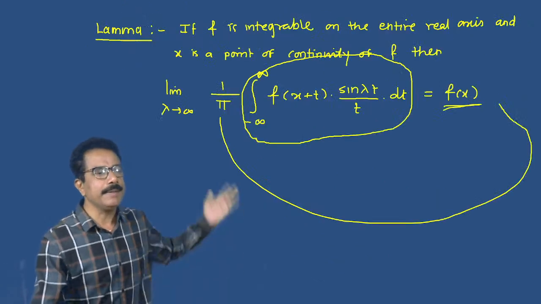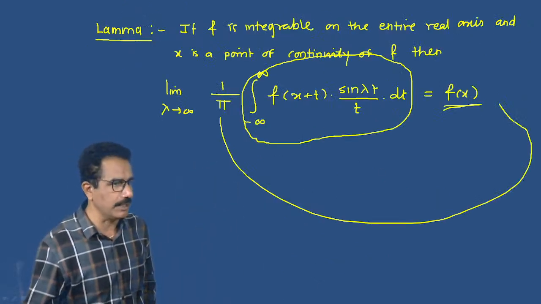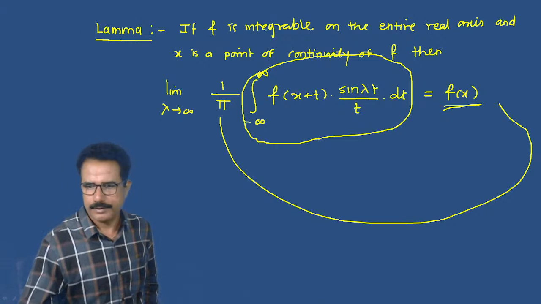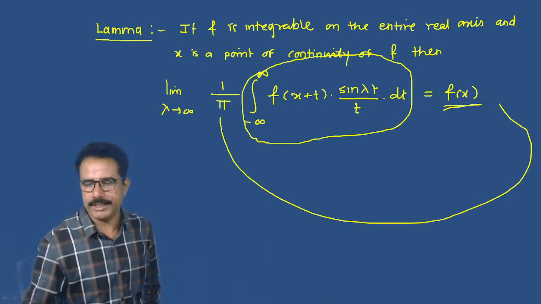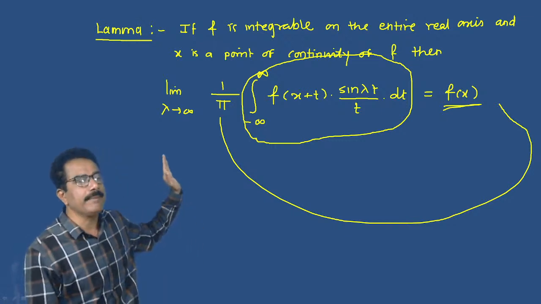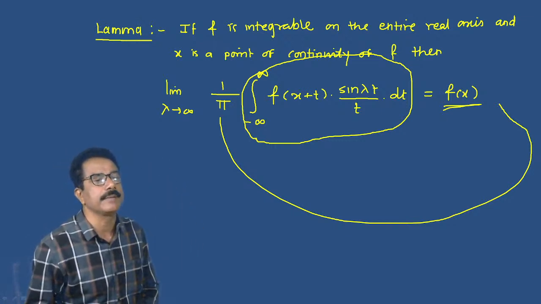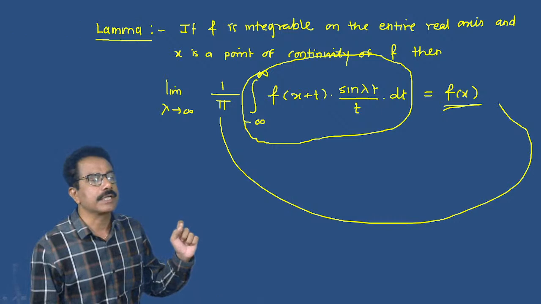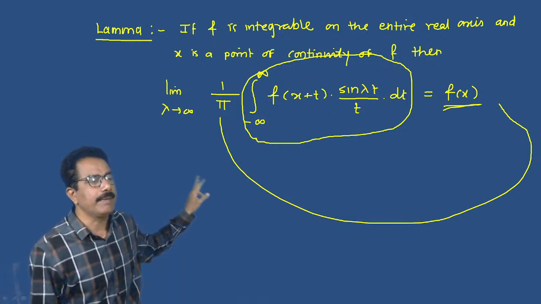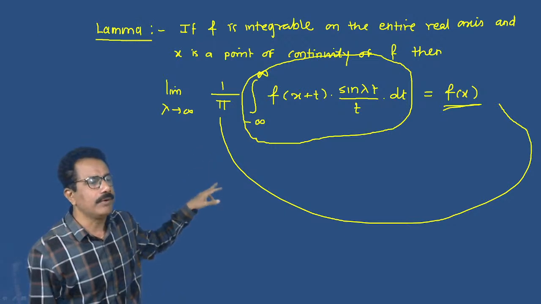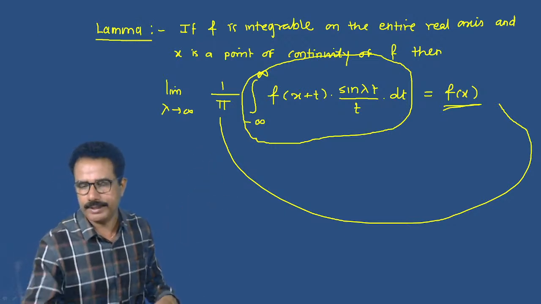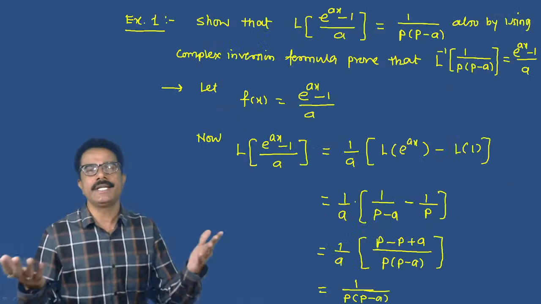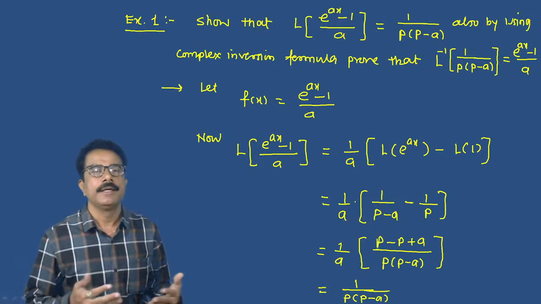Okay. Here is an important lemma we have to use here, students. We have to use an important theorem. That theorem is an important lemma which we have studied in complex analysis. If f is integrable on the entire real axis and x is a point of continuity of f, then lambda tends to infinity 1 upon pi, which is equal to f of x. Okay. So this completes the proof. If you have any doubt, then you can ask me in the lecture also.